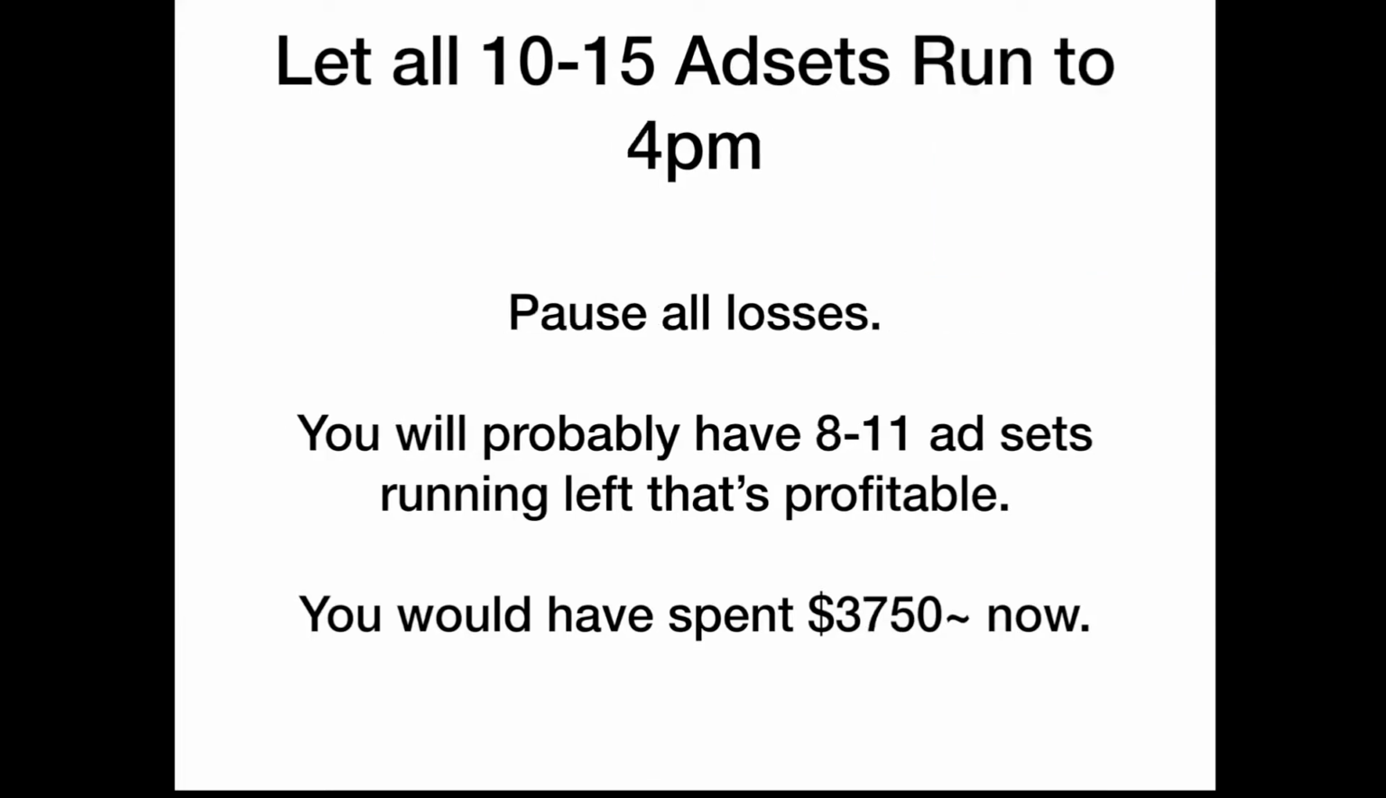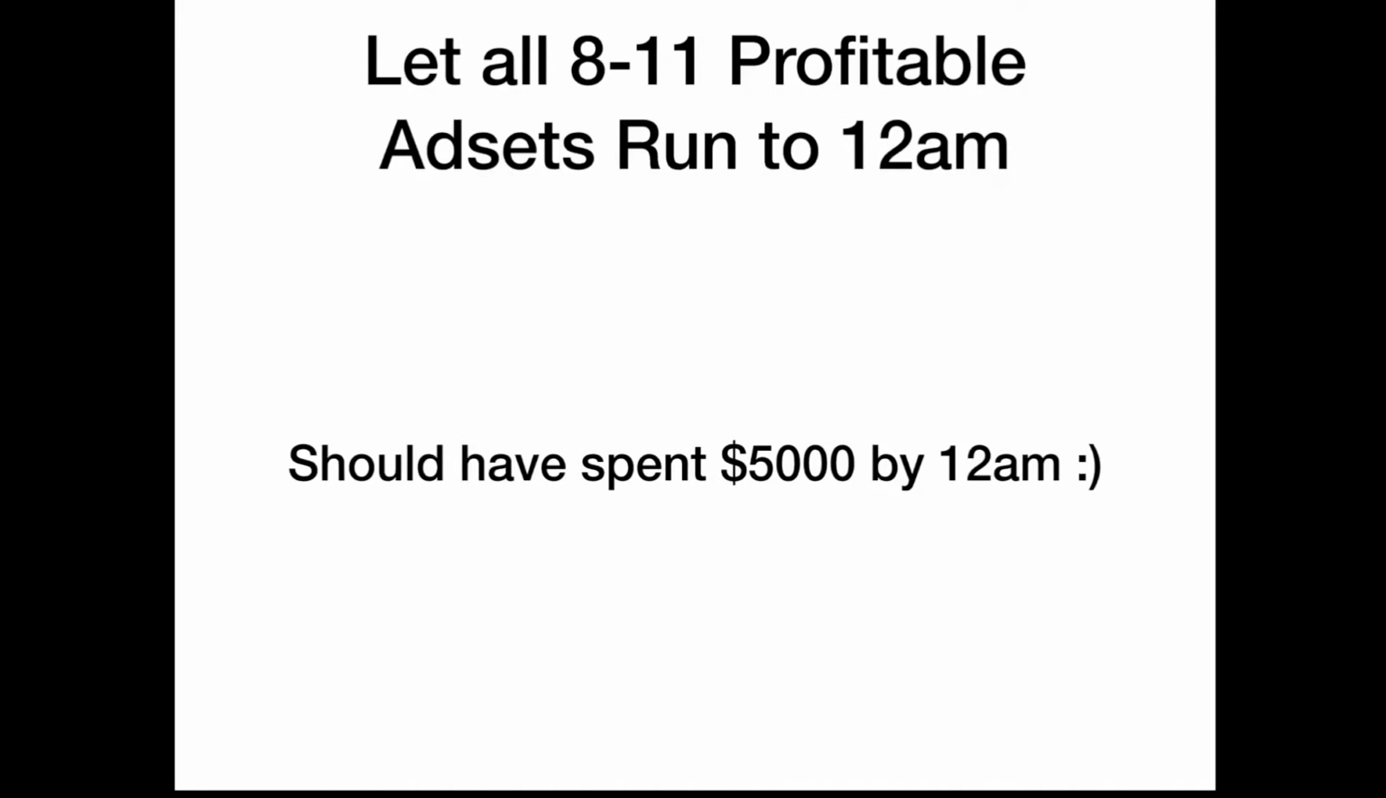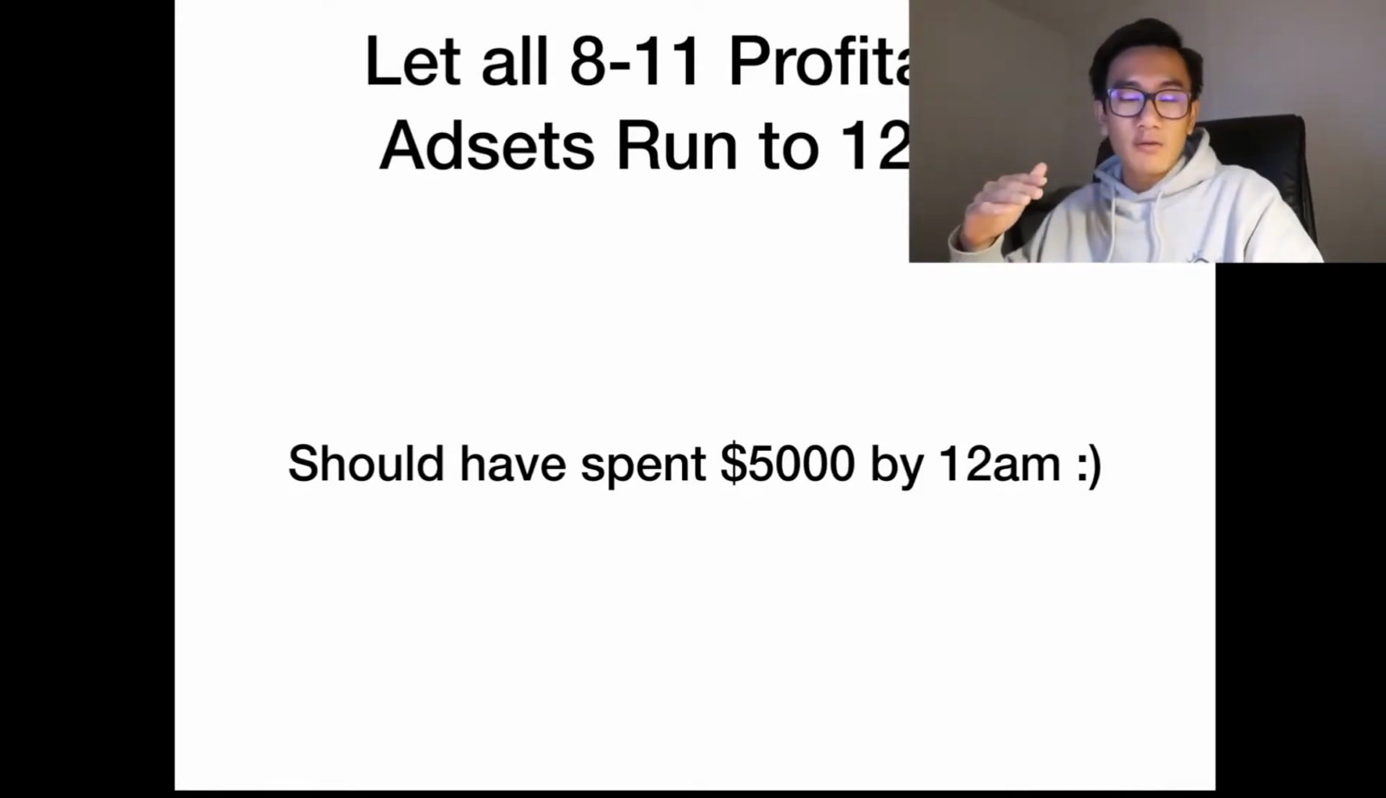Now you let your remaining 10 to 15 profitable ad sets run until around 4 p.m. And then at 4 p.m. you pause all your losses, all your ad sets that aren't profitable. Now you'll probably have 8 to 11 ad sets left running that are profitable, and you will have spent $3,750 in total about now. Then let all of the 8 to 11 profitable ad sets run until 12 a.m. So now you have 8 to 11 profitable ad sets at a high budget of $266 per day.